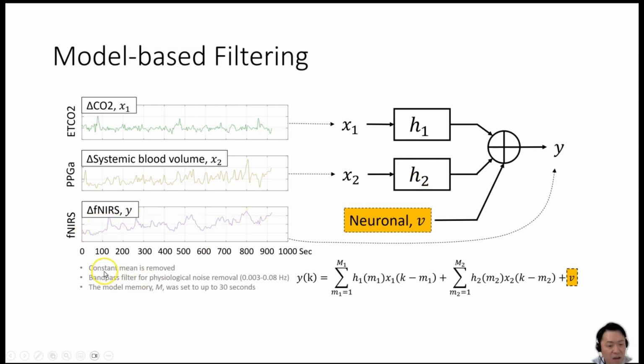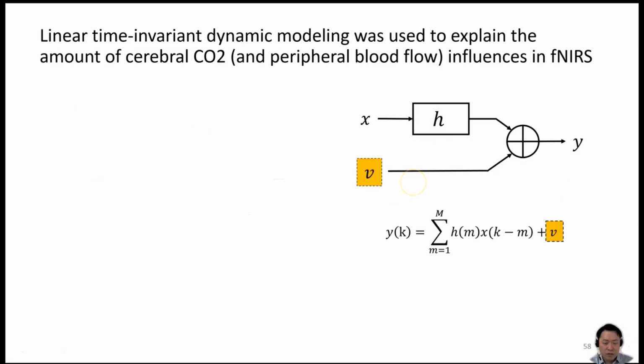And as you can see here, the constant mean was removed, and there was a band pass filter to reduce unnecessary physiological noise that we're not interested in for this study. And here, the model memory, the M1 and M2 size, was up to 30 seconds, which means that the length of the impulse responses here will be 30 seconds. So let me show you this smaller model before we actually show the effect of the full model.